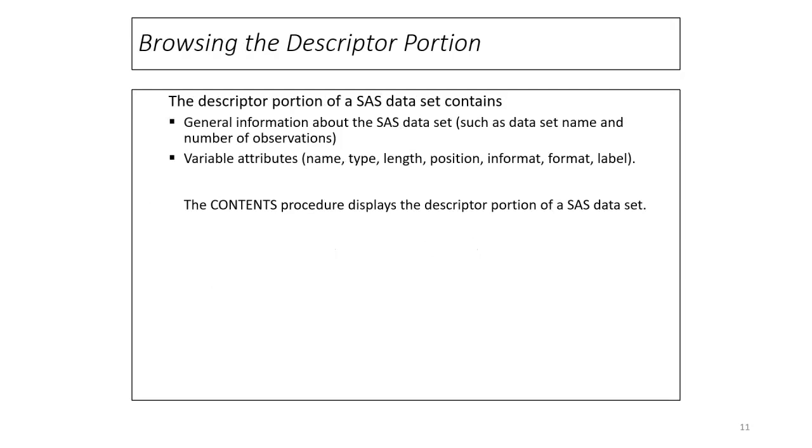Now the descriptor portion of the SAS dataset contains the general information about the SAS dataset, such as the dataset name, the number of observations, and variable attributes: name, type, length, position, format, labels. So many things are there, and we can see all of them in the descriptor portion. There is a procedure called contents. The contents procedure displays the descriptor portion of a SAS dataset.